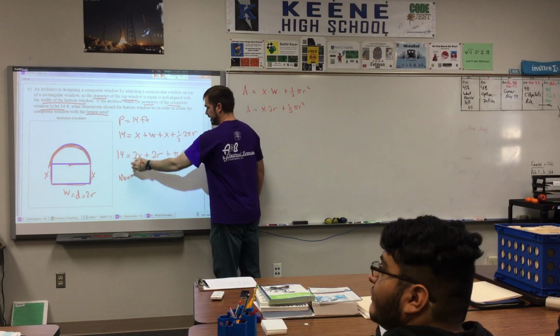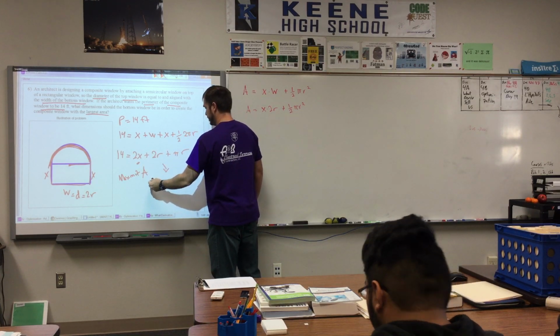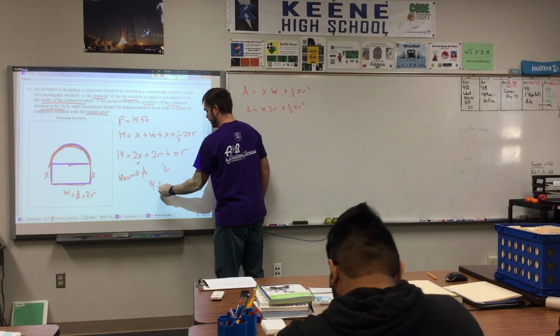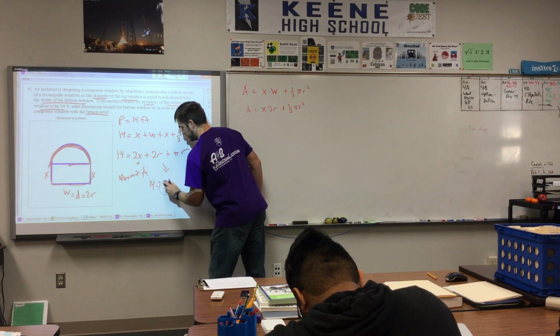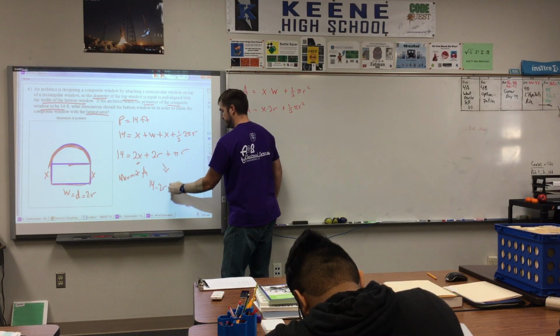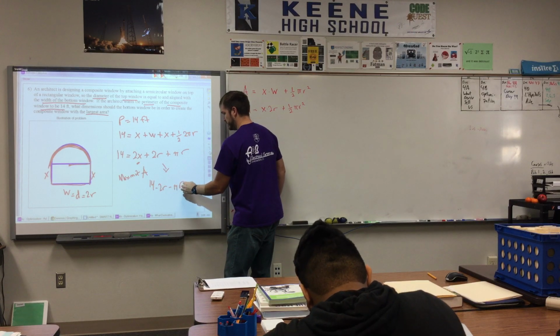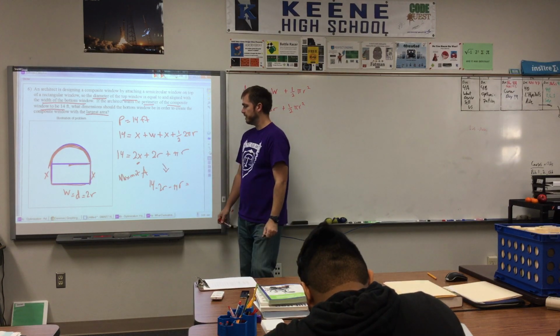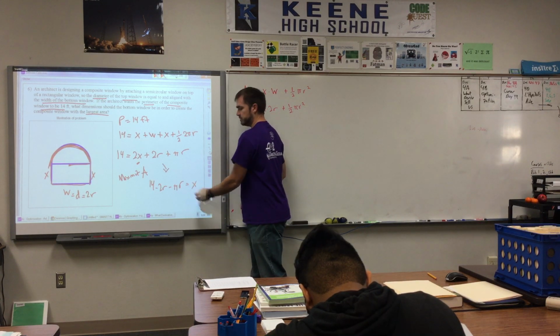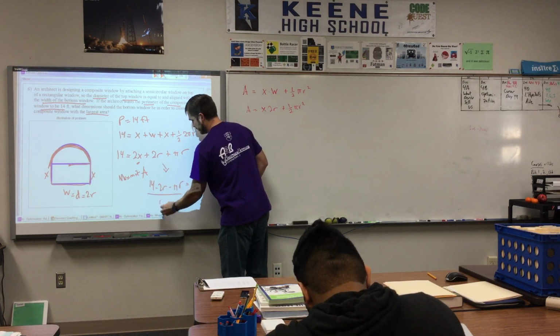All right, so getting that term by itself, we're going to have 14 minus 2r minus pi r would equal 2 times x. But I'm not going to write the 2 times the x, I'm just going to write x over here, and then we'll do this whole thing divided by 2.